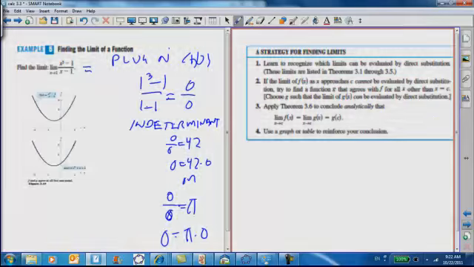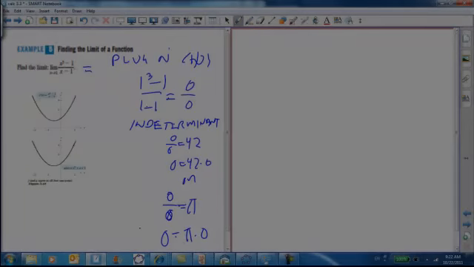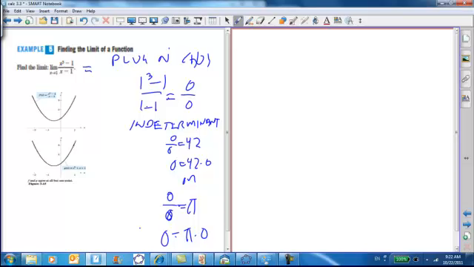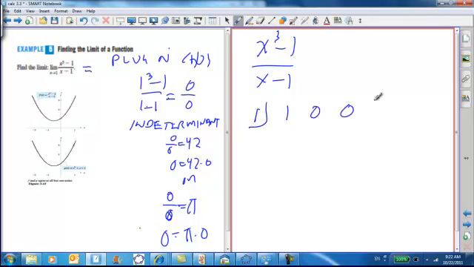So let's try a different approach. That is reducing this first. x cubed minus 1 over x minus 1. When we put 1 in, we're getting that 0 over 0. If we can factor out the x minus 1, we might be in luck here.